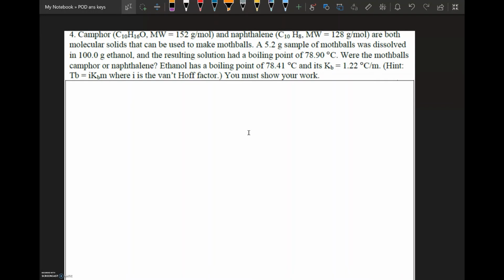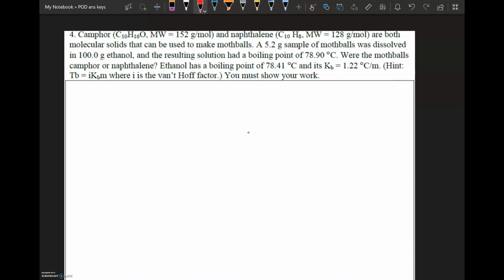So you have a 5.2 gram sample of mothball dissolved in 100 grams of ethanol. The resulting solution had a boiling point of 78.9 degrees Celsius. Which are the mothball's camphor and naphthalene? Now, we can't just simply look at it and answer the question. What we've got to do is a little bit of math here. We've got to figure out how many moles of substance were present in this. In order to do that, because we don't know the molar mass of mothballs, and we can't just assume anything here, let's figure out delta T.